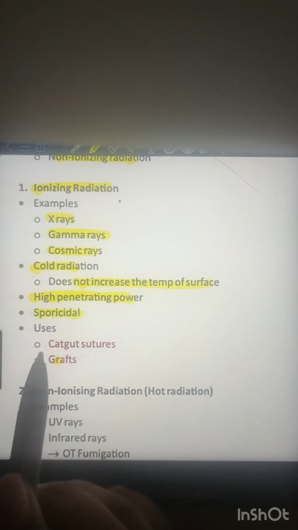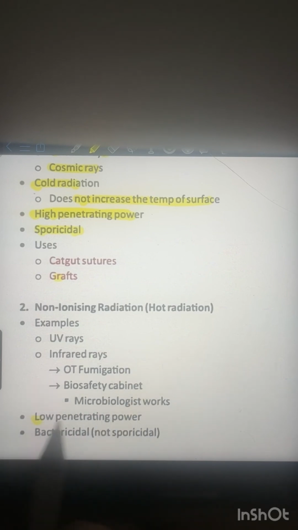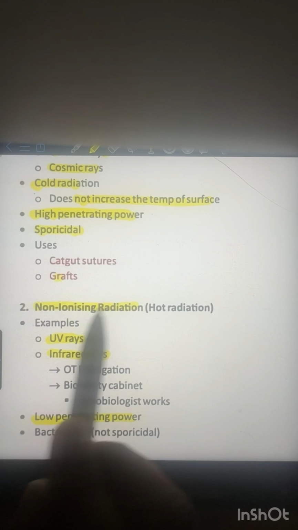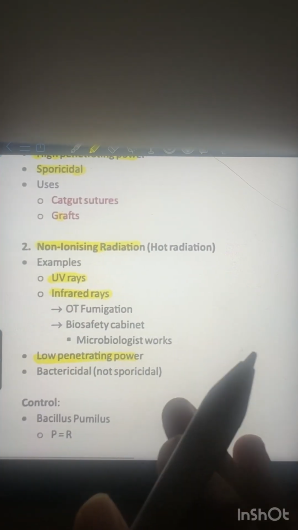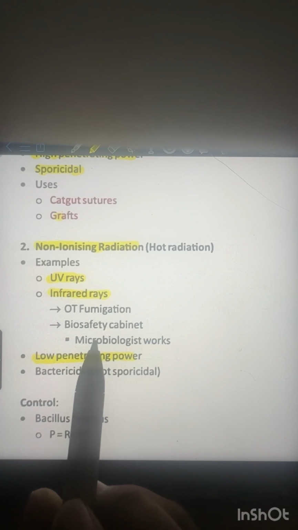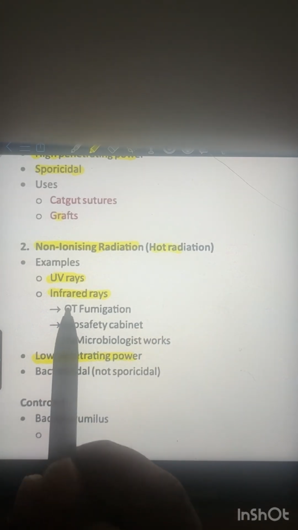Versus what comes in non-ionizing radiation? All the things which are going to have a low penetrating power. I'll give you examples. We have UV rays, we have infrared rays. Now you must have heard UV rays, sunlight. Does it increase the temperature? Yes. Infrared rays, red color. Does it increase the temperature? Yes. So can I call it a kind of hot radiation? Because these definitely increase the temperature, and this is what I'll be using for OT fumigation and biosafety cabinets.